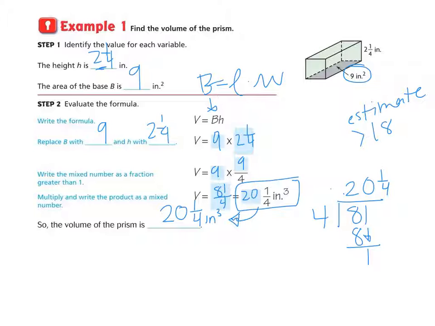Okay? So, if you have any questions on that, please pause and ask me. But you'll notice that my estimate was greater than 18 and I got an answer of 20 plus a little bit. So that makes sense. That's a reasonable answer. One thing when you're working with fractions on volume, estimating before you solve is always a good strategy.